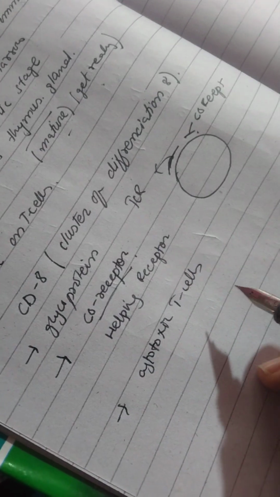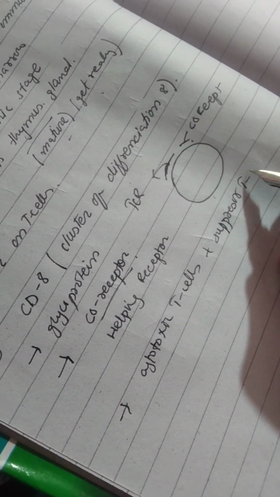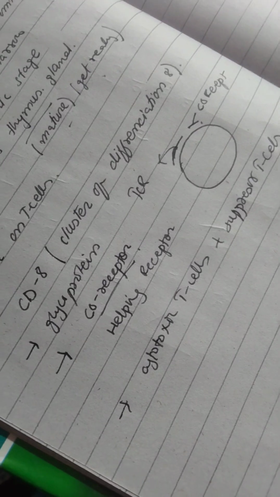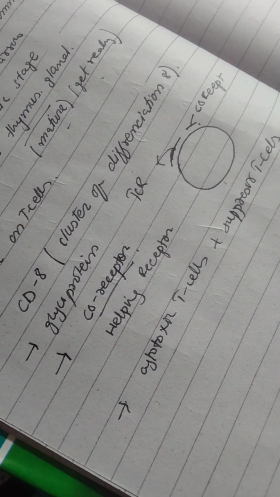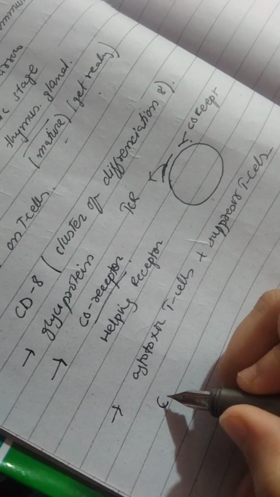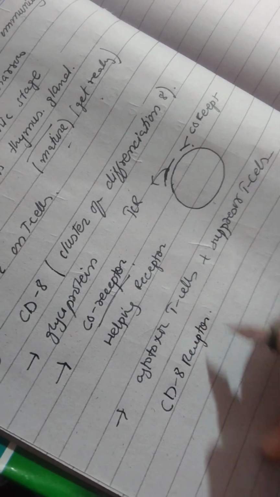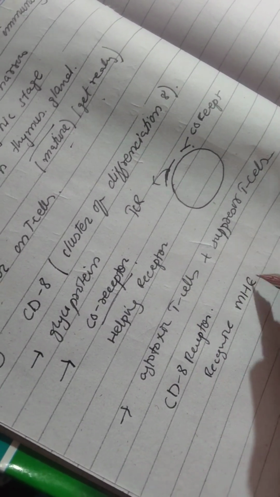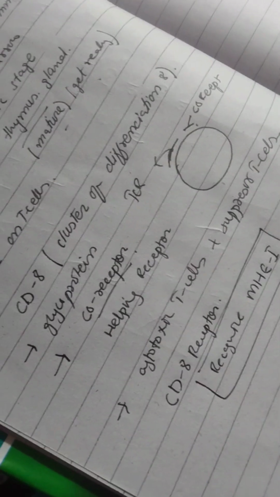It is present on the cytotoxic T cells plus on the suppressor T cells. We will talk about the classification of T cells on the basis of functioning as well in this video. But before that you should look at these. Basically this CD8 receptor is present on these, and they basically recognize the MHC class 1. They recognize MHC class 1, this CD8.